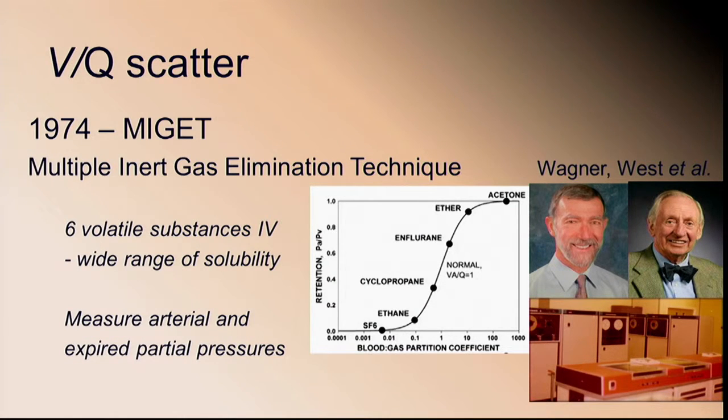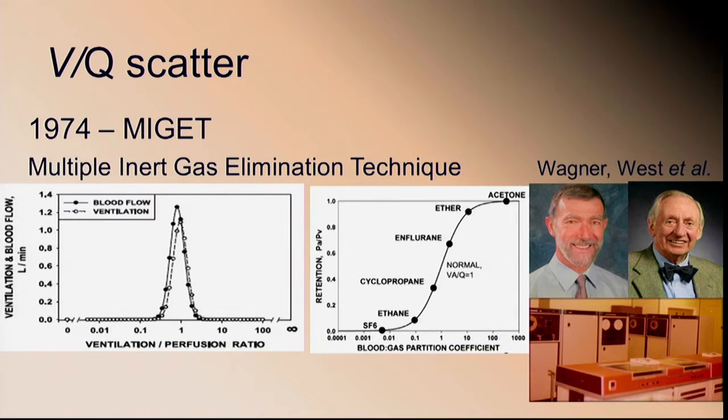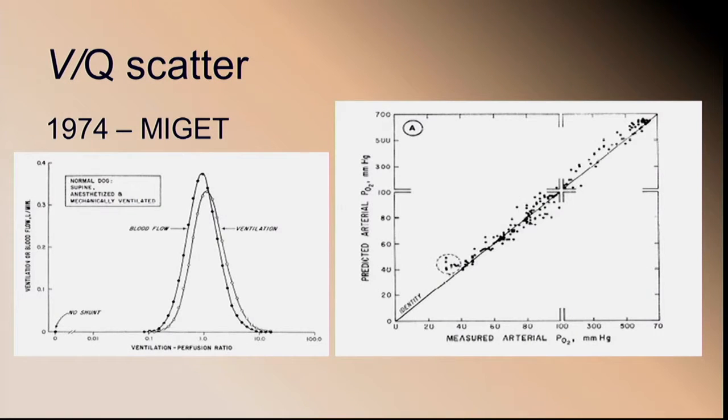They invented something called the MIGET, the multiple inert gas elimination technique, which by infusing six volatile substances intravenously and then measuring the concentration in arterial blood and in expired gas, you could actually measure the VQ distributions in the lung and generate distributions just like this. A very clever technique which exploited a wide range of solubilities of the gases that you were administering to the patients. And they showed that you could actually predict lung gas exchange with quite high precision if you were able to measure these distributions using the MIGET technique.